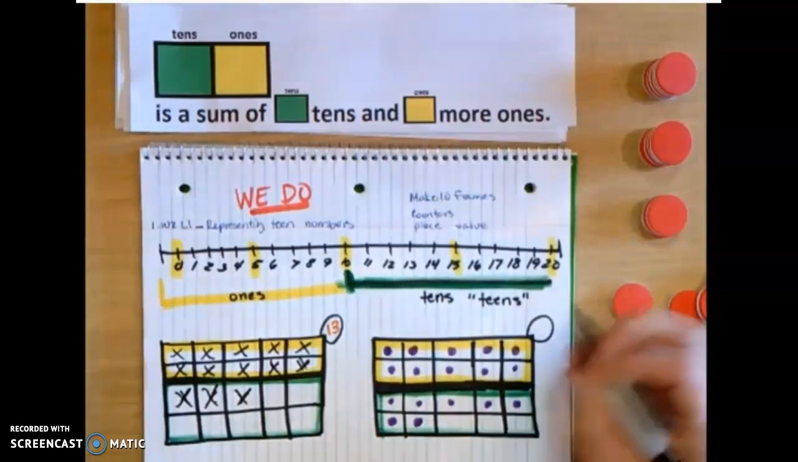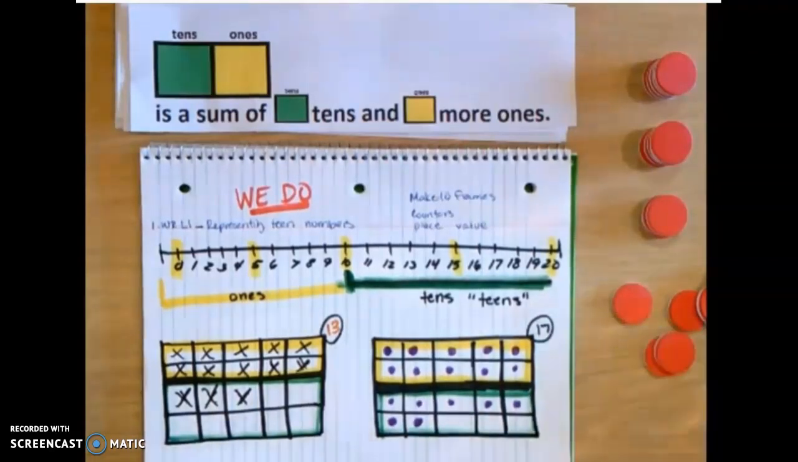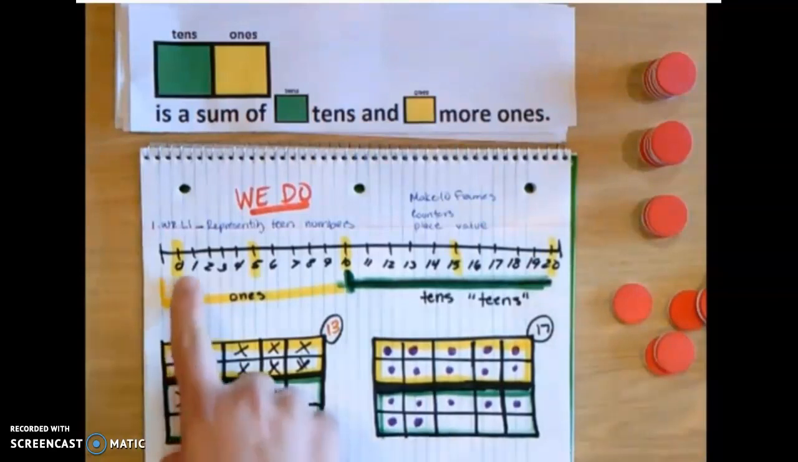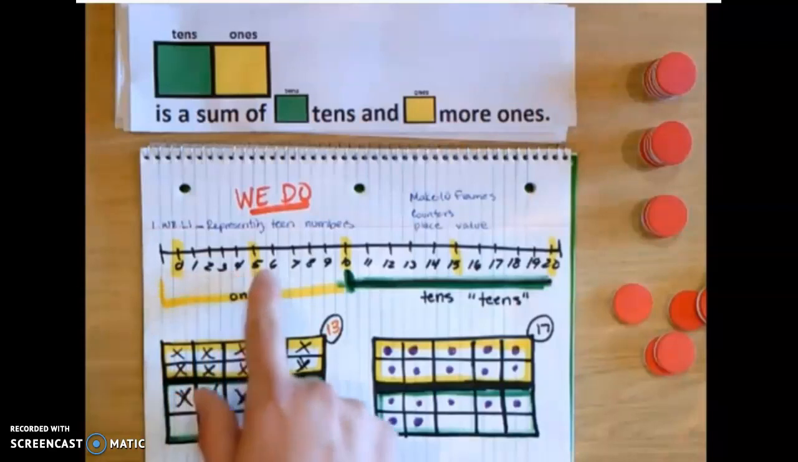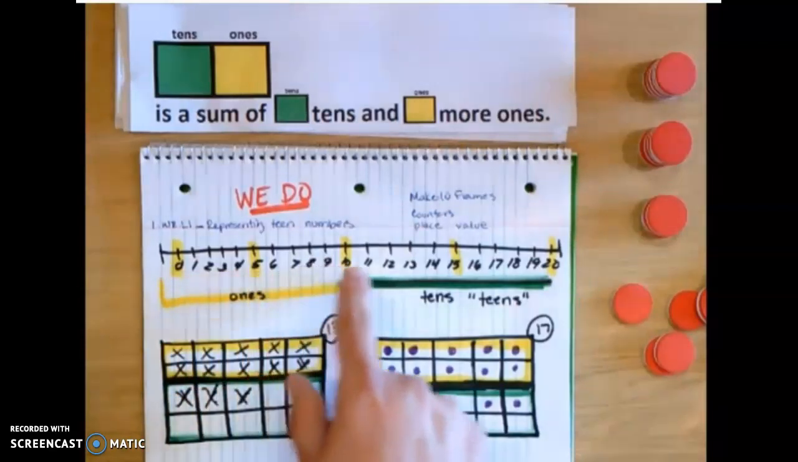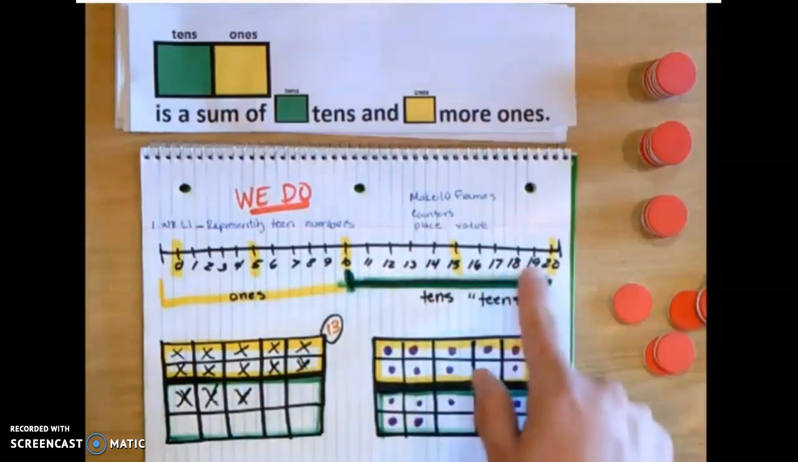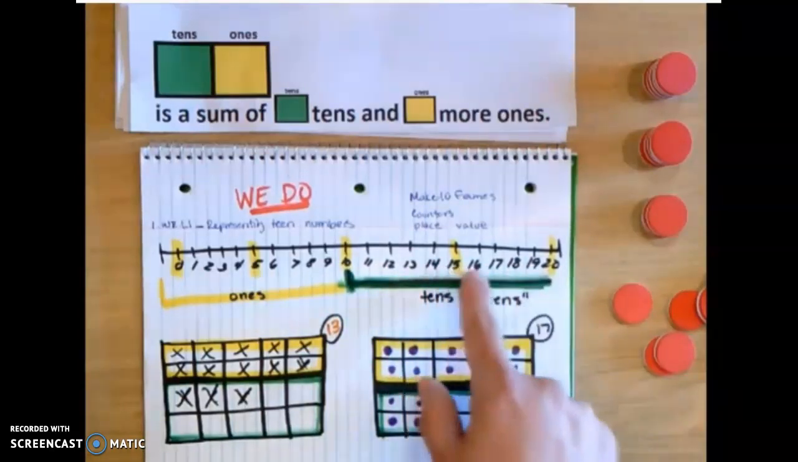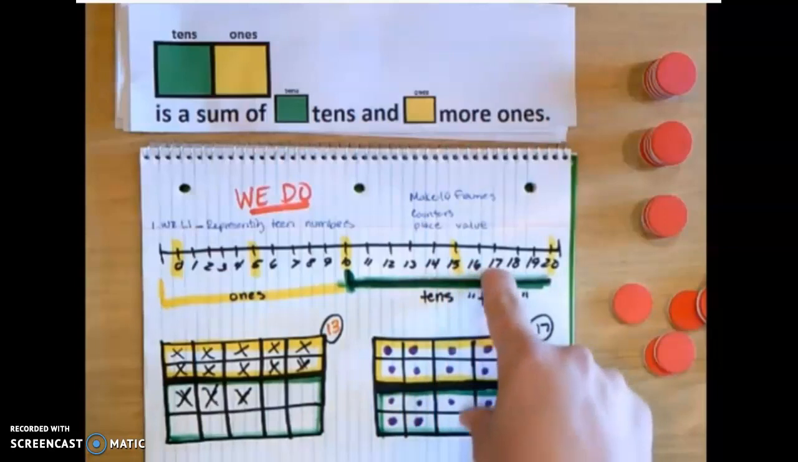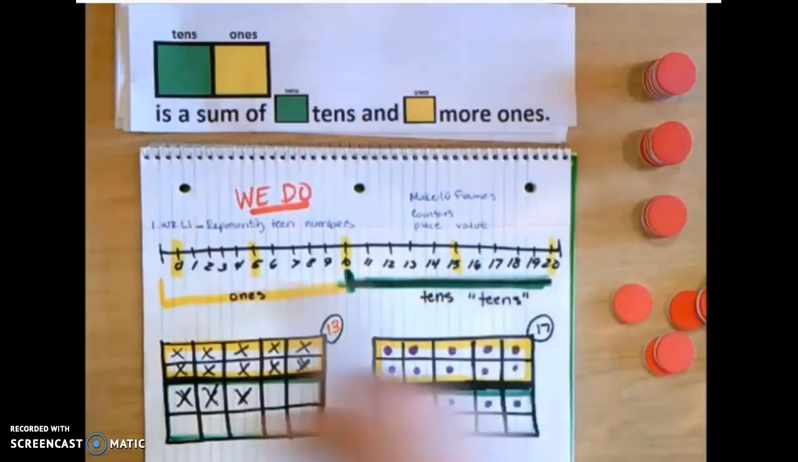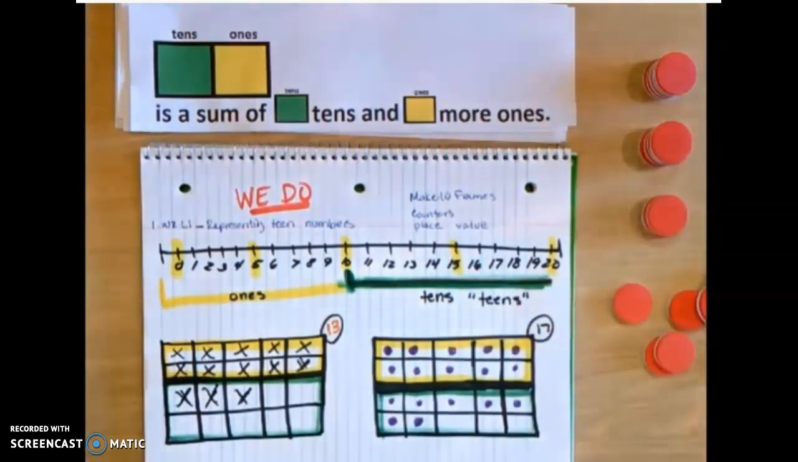Now I can go ahead and write my numeral 17 if I know how to write it. If not, I'm going to go back to my number line, just count on. 0, 1, 2, 3, 4, 5, 6, 7, 8, 9, 10, 11, 12, 13, 14, 15, 16, 17, 18, 19, 20. There's 15, 16, 17 right there. I can count it in my head, I can count it out loud, and just match it up. This is what we're doing in class.